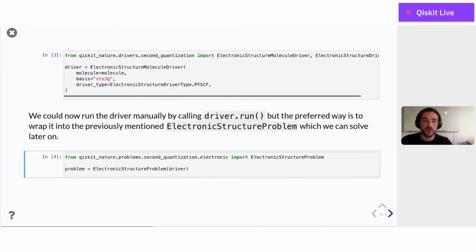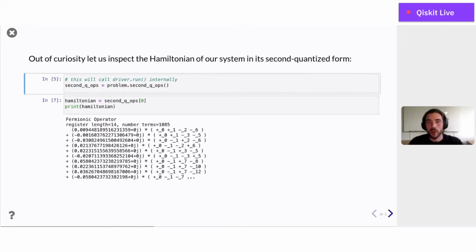Now, we could simply run this driver and obtain a result from it. But in order to integrate it better into the rest of our stack, what we will do is we will actually wrap this into a so-called electronic structure problem. And the easiest way to do that is simply to pass the driver to this problem class, and then we have a problem instance. Now, out of curiosity, let's look at what the Hamiltonian actually looks like.